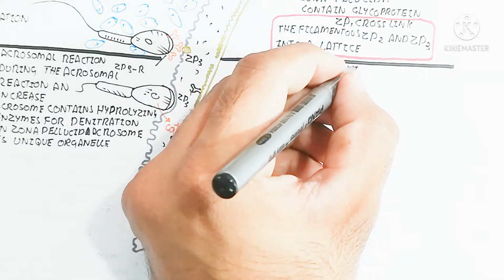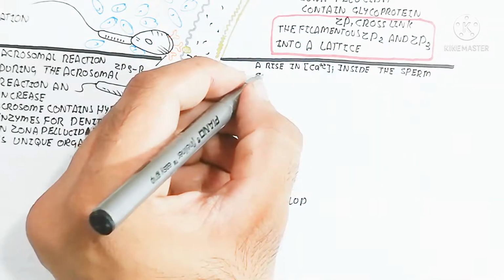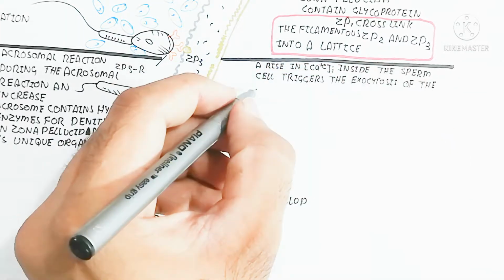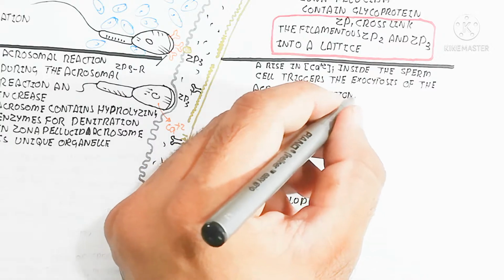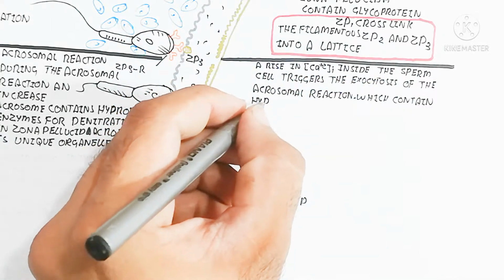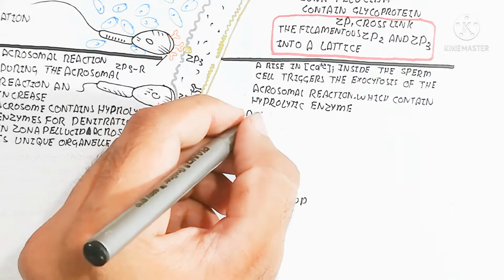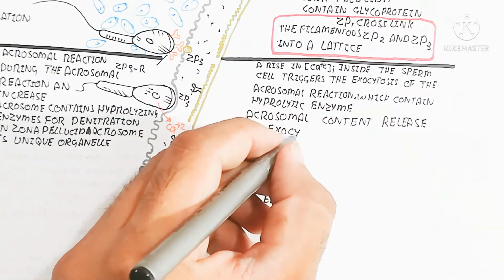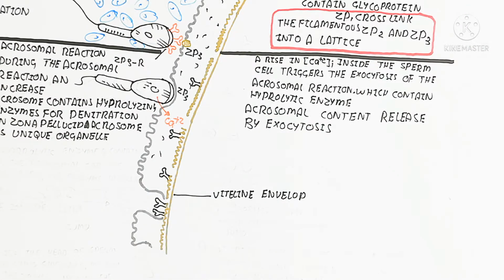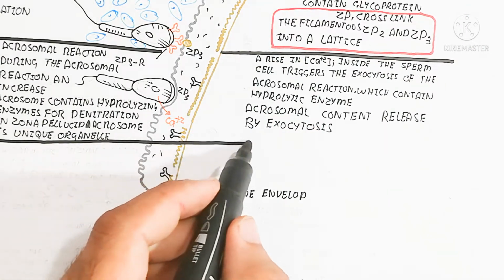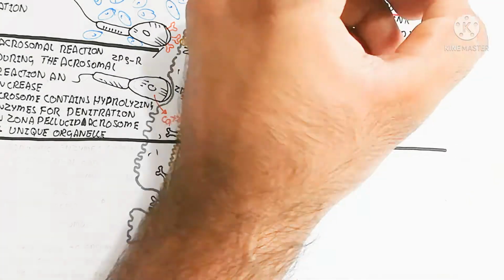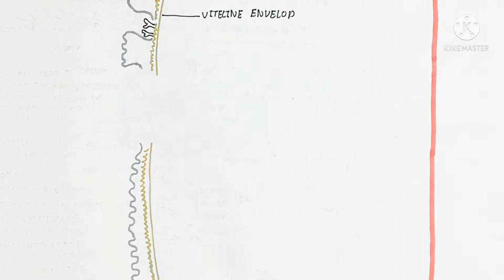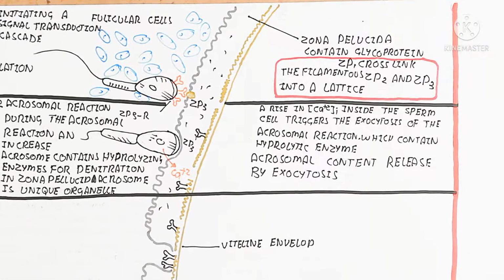So calcium will rise inside the sperm, which leads to production of the acrosomal enzyme, known as the hydrolytic enzyme, which hydrolyzes the zona pellucida, and the acrosomal content is released by exocytosis from the acrosome. So basically exocytosis occurs and calcium is also released. Here the vitelline envelope is present, which contains a receptor. A receptor is also present in the plasma membrane. We will discuss this also.